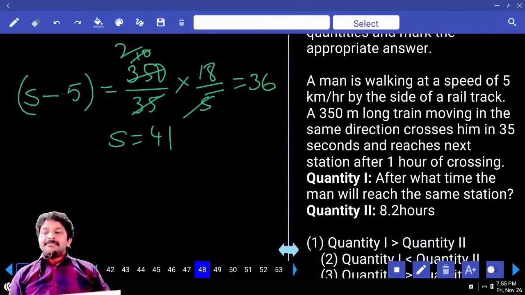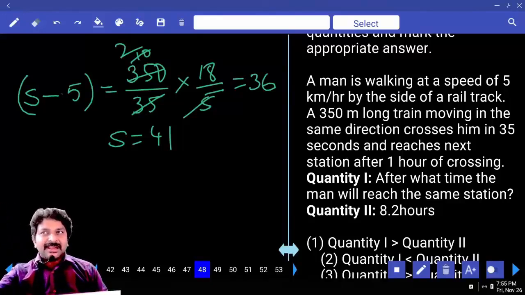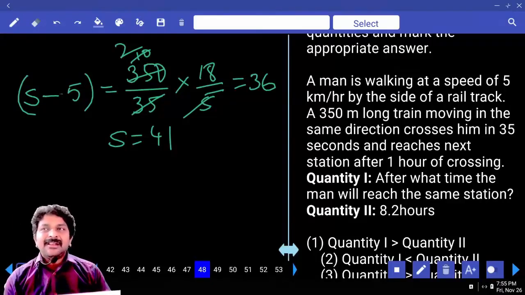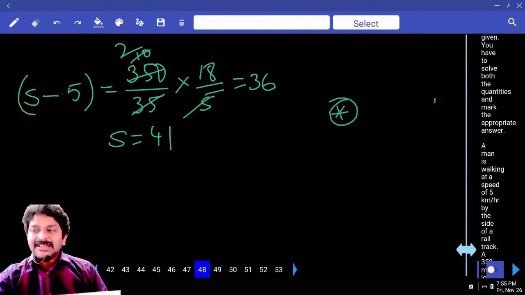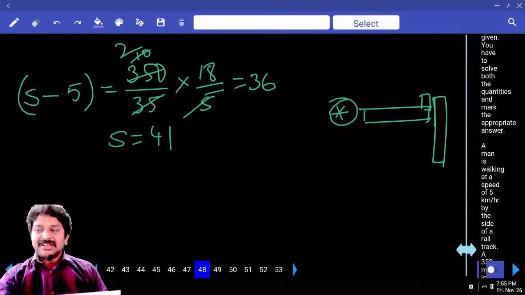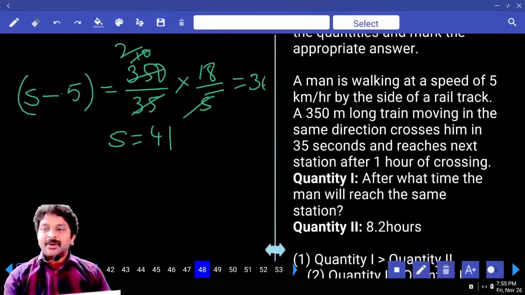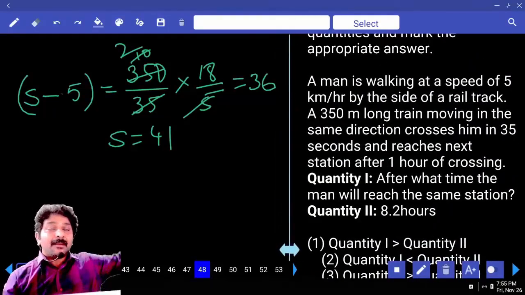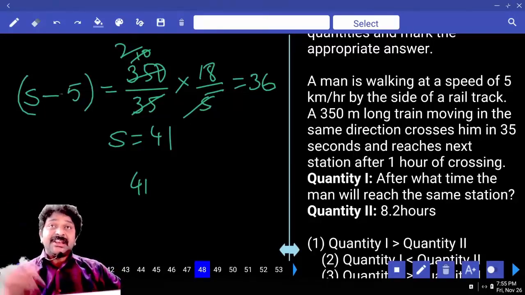Now look at your Q1. After what time the man will reach the same station? That means distance traveled by the train and the man, both should be equal, right? At some point of time they both met each other. And there is a platform here or the station here. Train reached this station at some point of time and man should reach the same station. That means distance covered by the train and distance covered by the man, both must be same. And you got the speed of the train. How much is the speed of the train? And how much time is it taking to reach the destination?